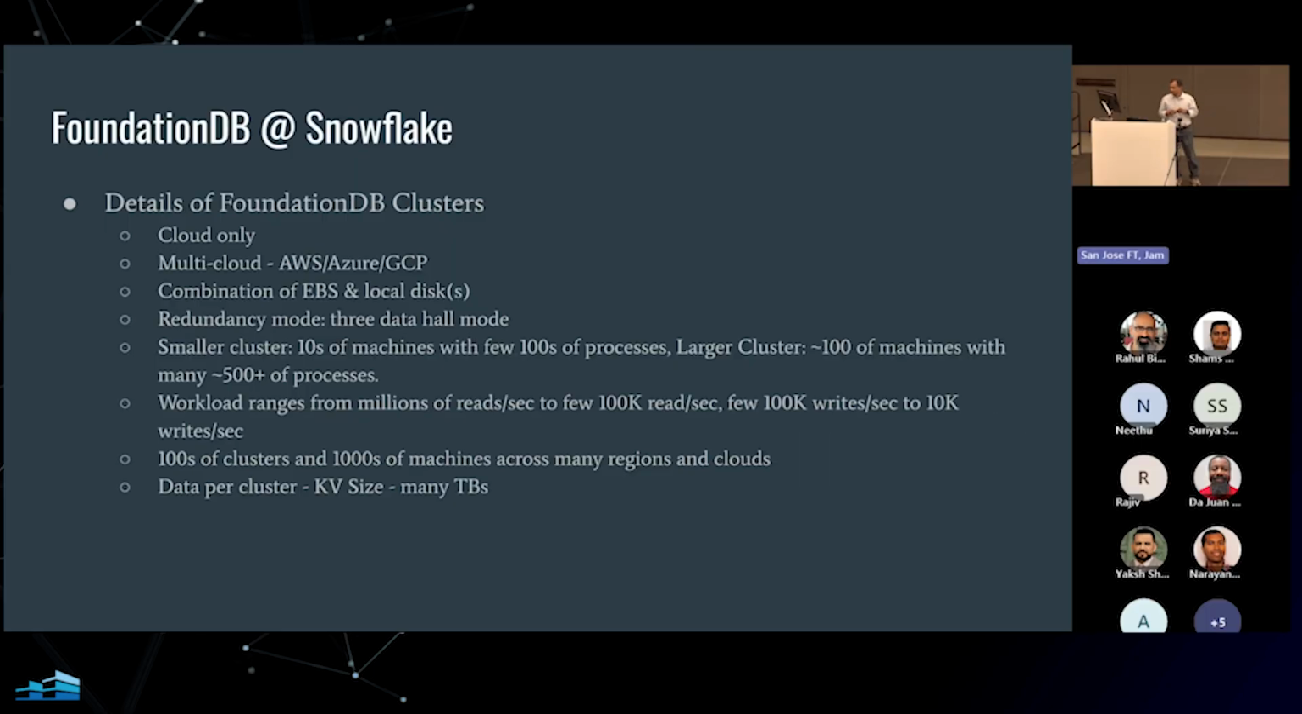We have a number of clusters. Some of the smaller clusters have tens of machines and a few hundred processes. The larger clusters have hundreds of machines and can go up to 500 plus processes. And the workload varies depending on the size of the clusters. Overall, we have hundreds of clusters and thousands of machines across many regions and clouds.